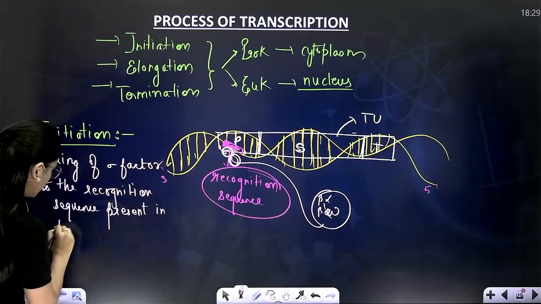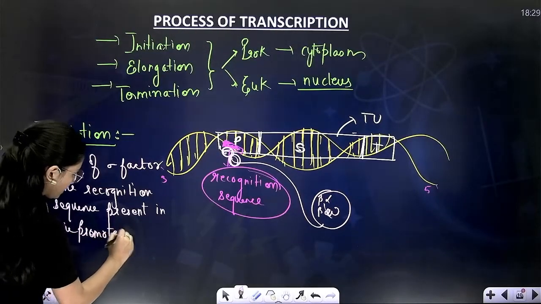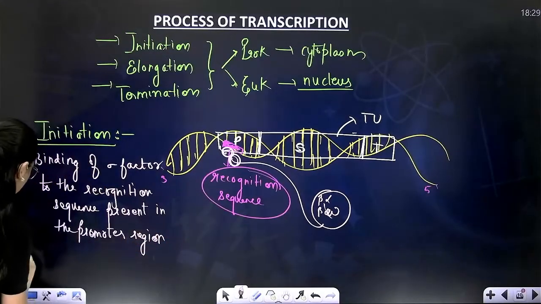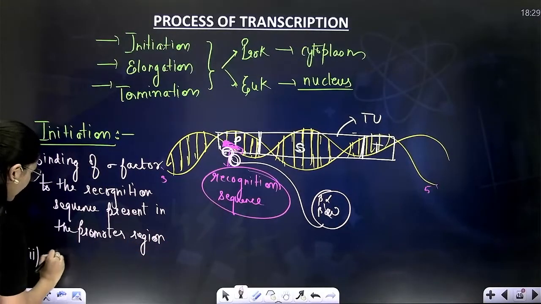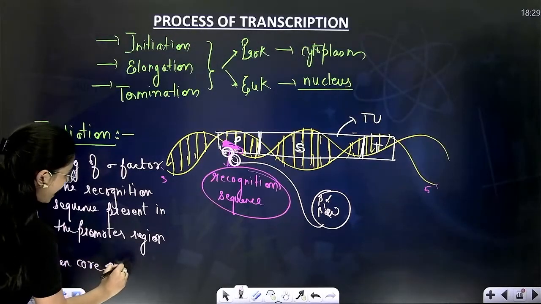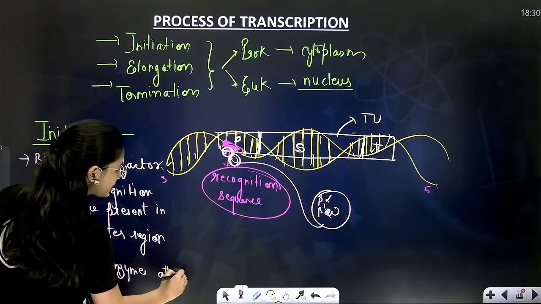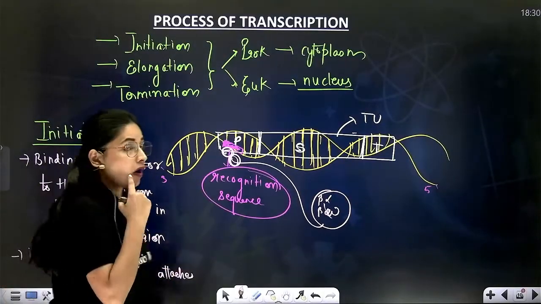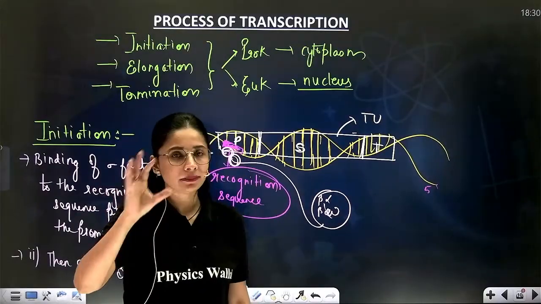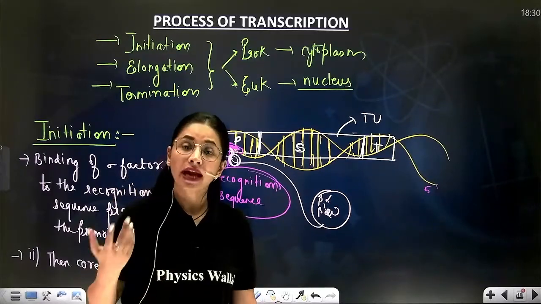present in the promoter region. Okay. Now, once it is done, second step, then core enzyme binds to it. As soon as the core enzyme attaches, the core enzyme also has helicase property. Once core enzyme binds, RNA polymerase is complete. Now this core enzyme has the capacity of helicase.